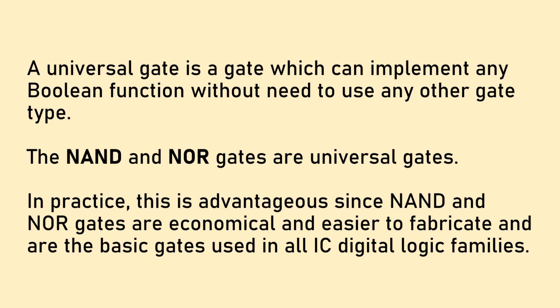As we know that the NAND gate and NOR gate, they both are called universal gates. This is because using these two gates, we can implement any Boolean function without the use of any other gate. Means we can implement any Boolean function by using either the NAND gate or the NOR gate. So for this reason, these two gates are called universal gates, and using these two gates it is very economical and easier to fabricate, and definitely to construct any digital logic families, these gates are used nowadays.